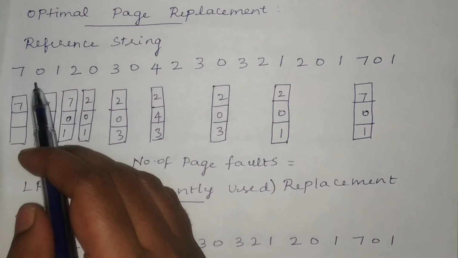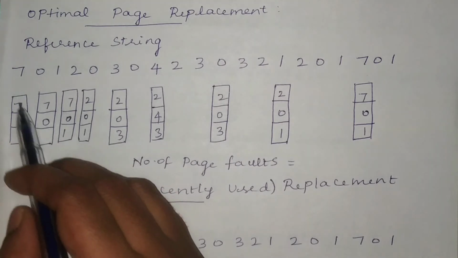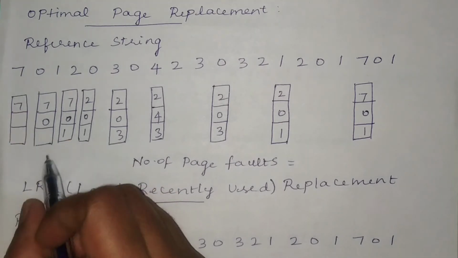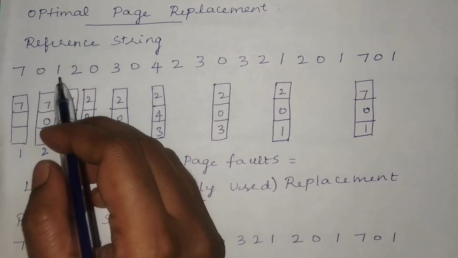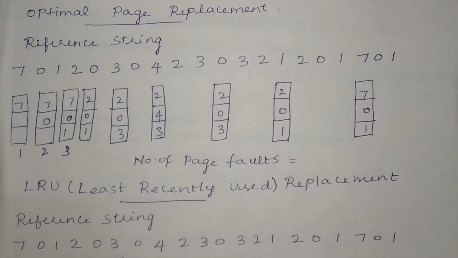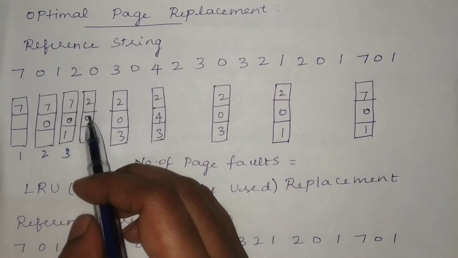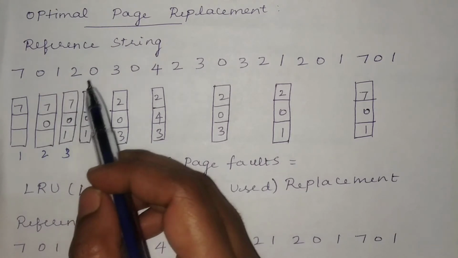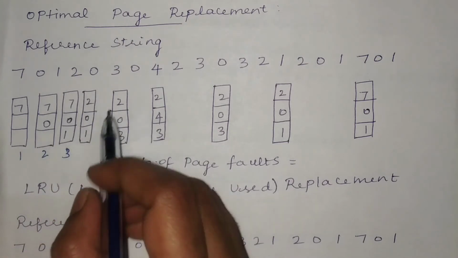If you look at the first reference, page number 7 is not available in these 3 frames, so we allocate it, and it is 1 page fault. 0 is not available, so we allocate it. 1 is not available, so we allocate it. So we are getting 3 page faults. Now the next page number is 2. We check whether it is available in the frames. It is not available, so it is a page fault.